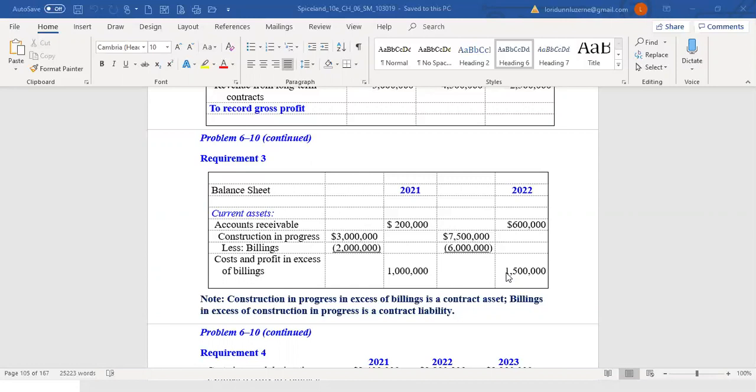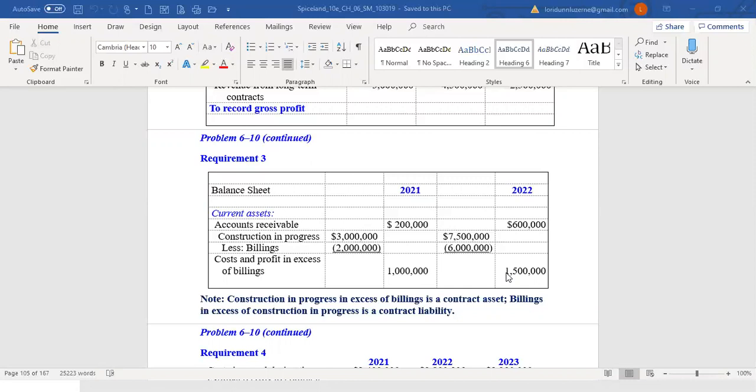The construction's done. The asset is now owned by the county. You've recognized all the gross profit on this project over the life of the project, and you've collected all the money. Excellent. We like that. So that's how we account for construction.